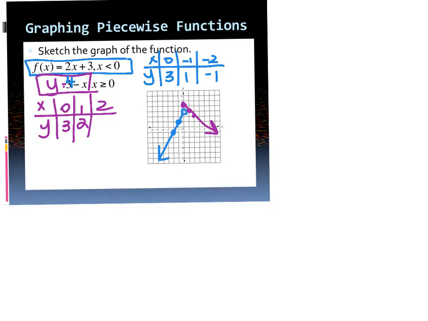So as long as one of those is open, it still passes my vertical line test, right? Which means it's still a function. You can't have 2 solid dots on the same x. That's how you'll know you did something wrong, okay? All right, so let me show you how to do this on the graphing calculator because you can do piecewise functions on the graphing calculator.